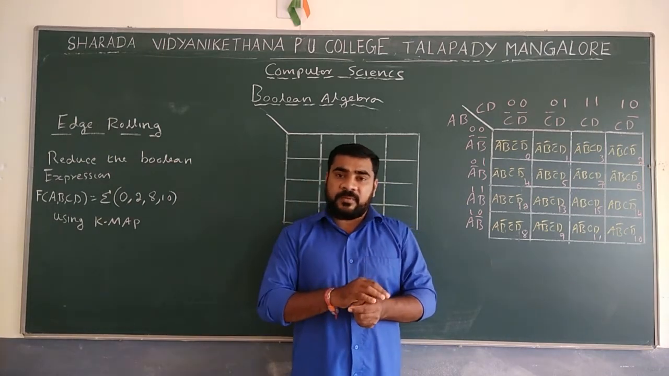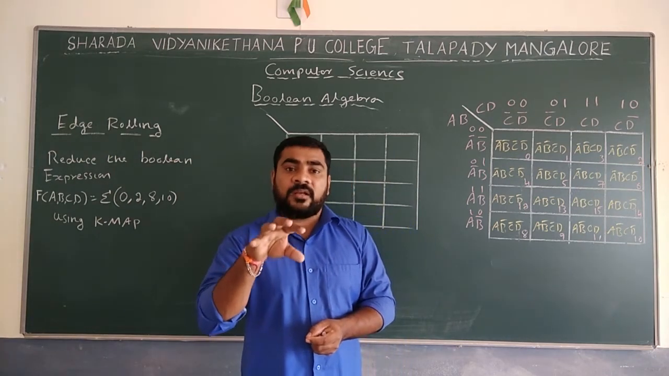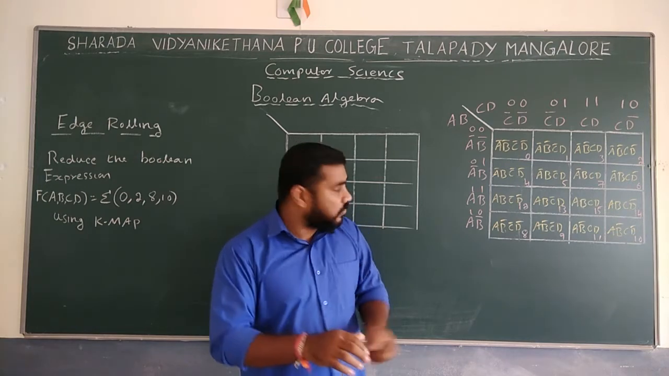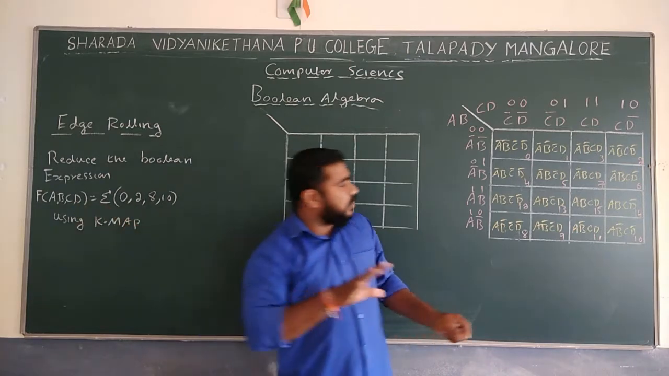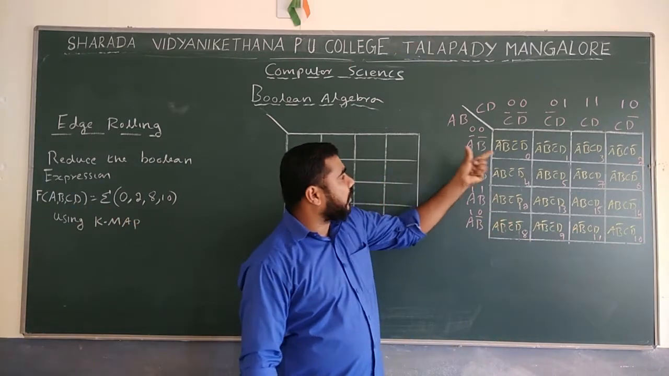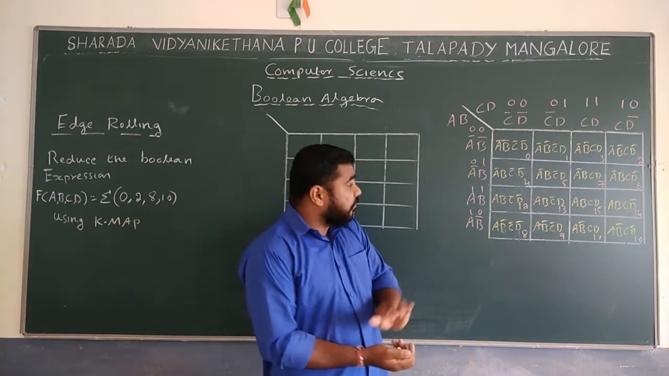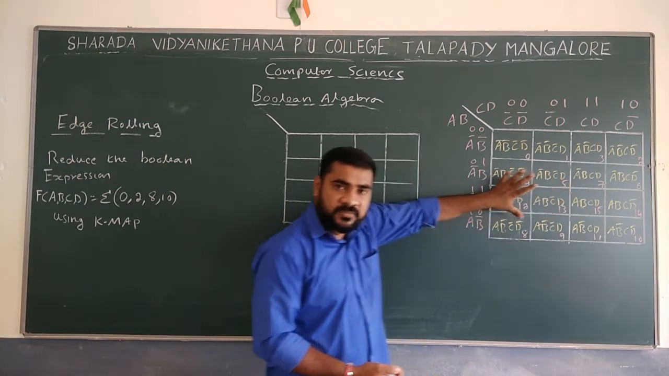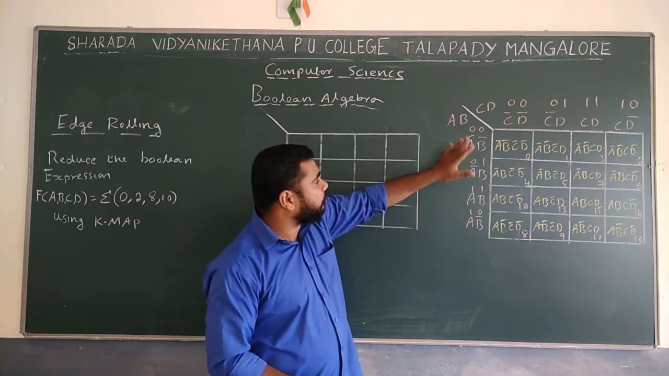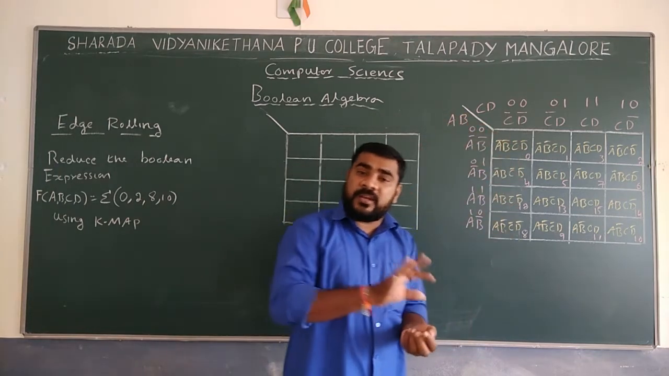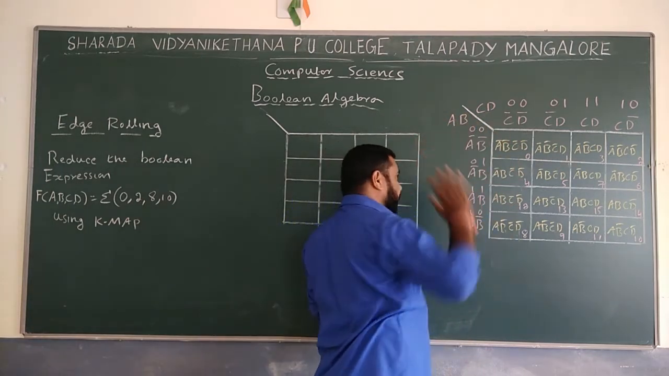So when you have 4 variables, you have to create one K-map structure with the 4 variables. And remember, the variable names should be the same. Here A, B, C, D is given, so like that we should write A, B, C, D. I am not going to explain again, because we already discussed these topics. This is important: when you have 4 variables, write A, B and C, D here.